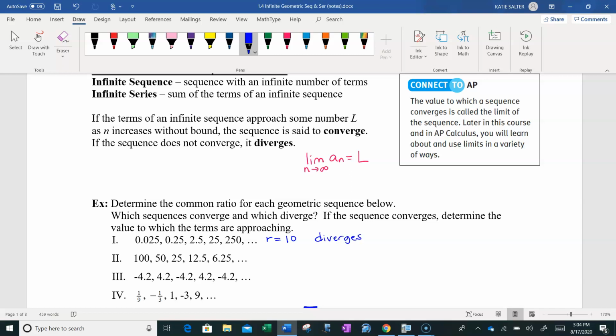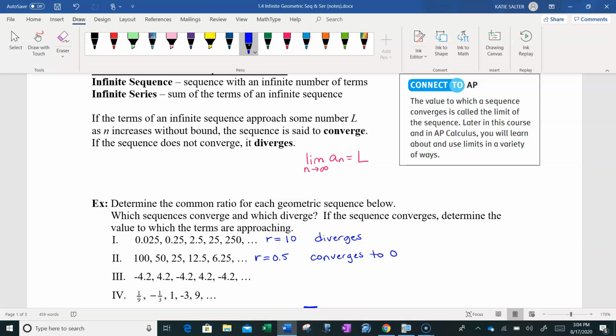All right, if we look at the next one, the common ratio is 0.5 or 1/2. So as we look across these terms, we go 100, 50, 25, 12.5, 6.25, and each term is half of the previous term. We can see that these terms are getting closer and closer together. There's not as big of a difference between them. So if we continue to have these terms indefinitely, I think this would definitely converge. And if we continued this pattern, it would converge to 0.